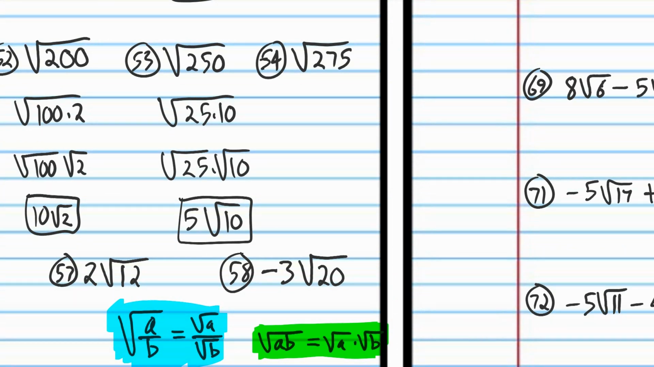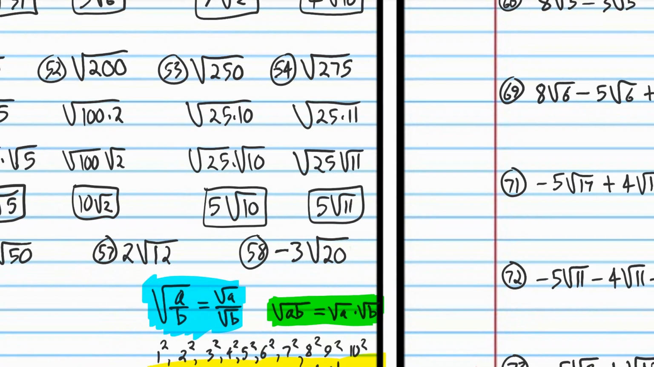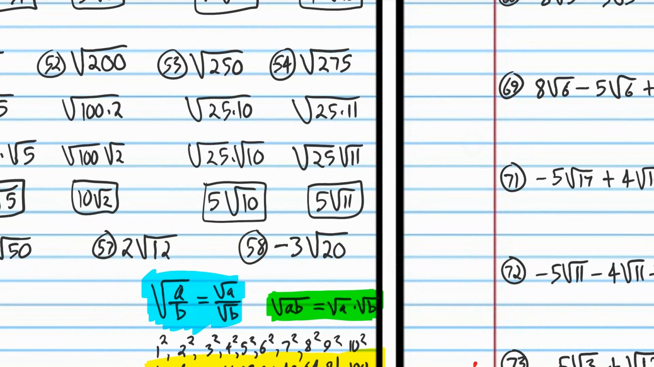So that's 25 times 11. And use the green principle. And we have 5 root 11. So we got 5 root 11. Good job.